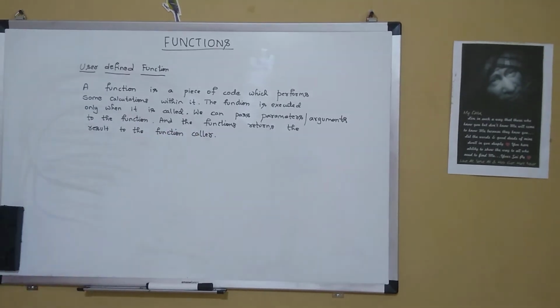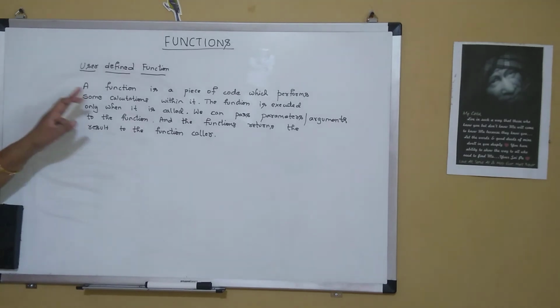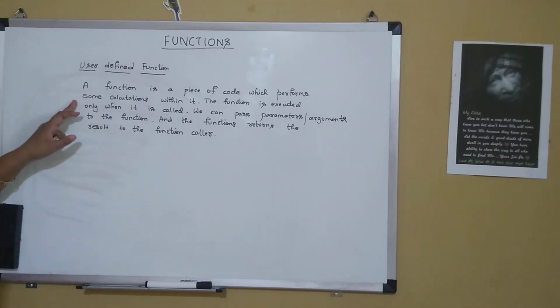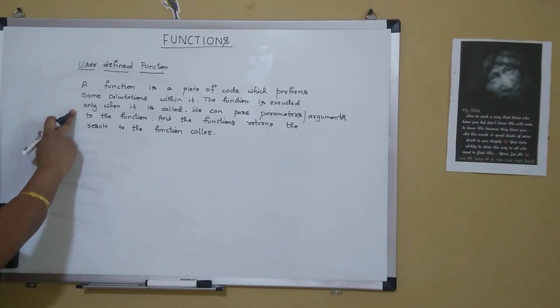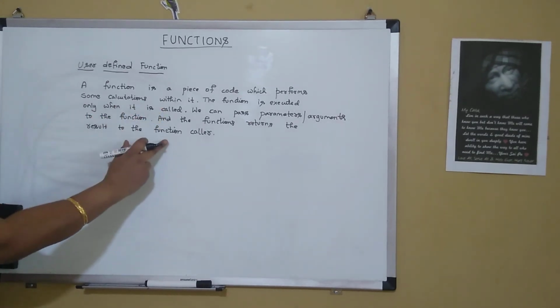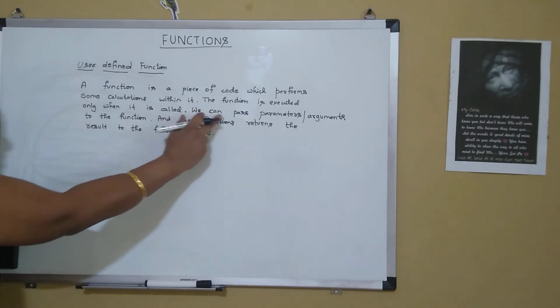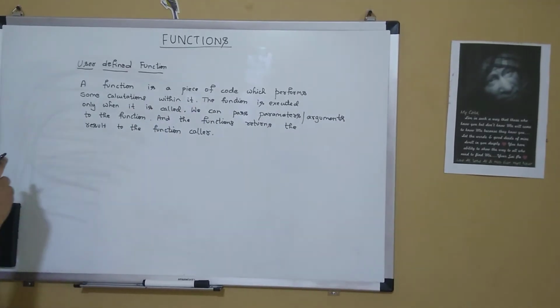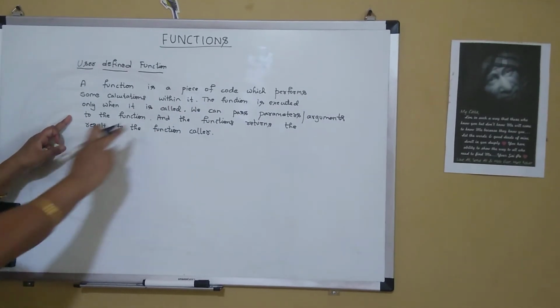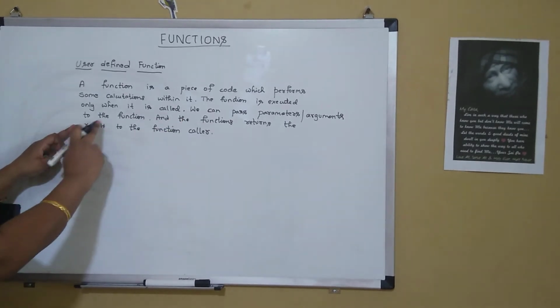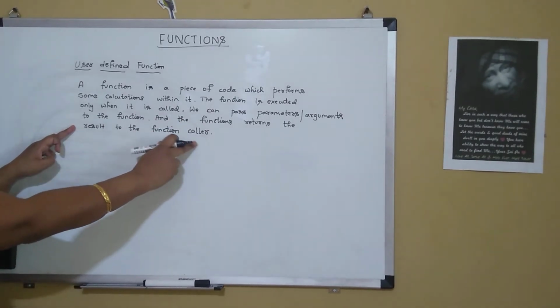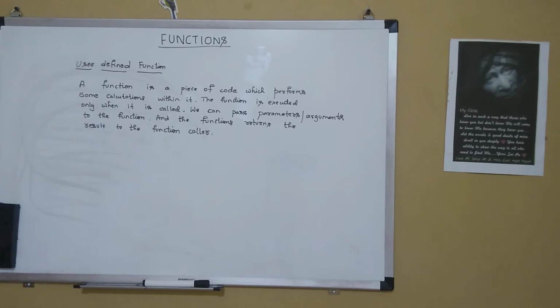So this is the definition of a function. A function is a piece of code which performs some calculations within it. The function is executed only when it is called by a function caller. We can pass parameters and arguments as input to the function, and the function returns the result or output back to the function caller. So this is the main definition of functions.